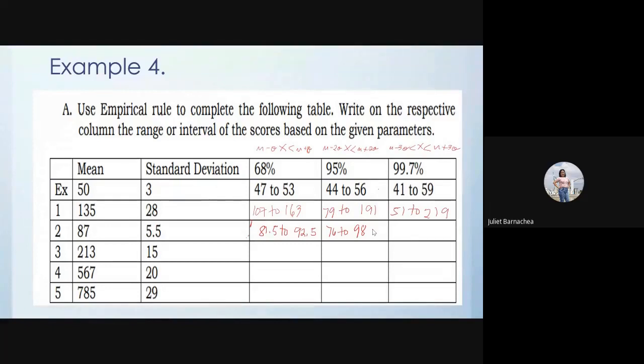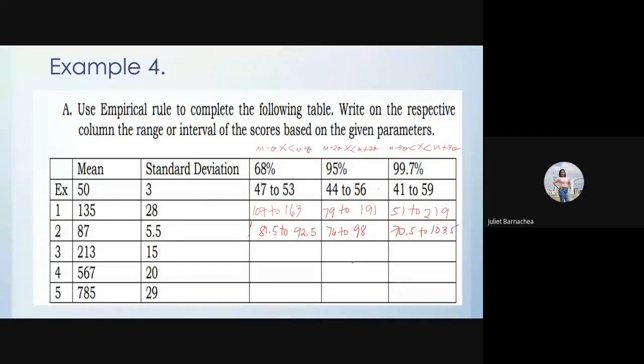99.7%. 87 plus 3 times 5.5. Ang nasa right ay 87 minus 3 times 5.5. What is our answer for 99.7%? Okay, Shekinah is correct. And then Raymark. Okay, good. So we have 70.5 to 103.5.